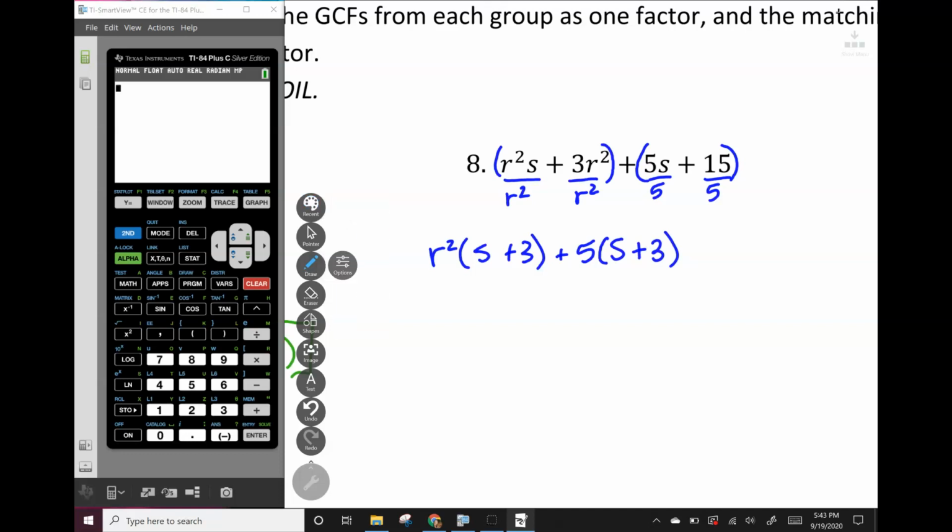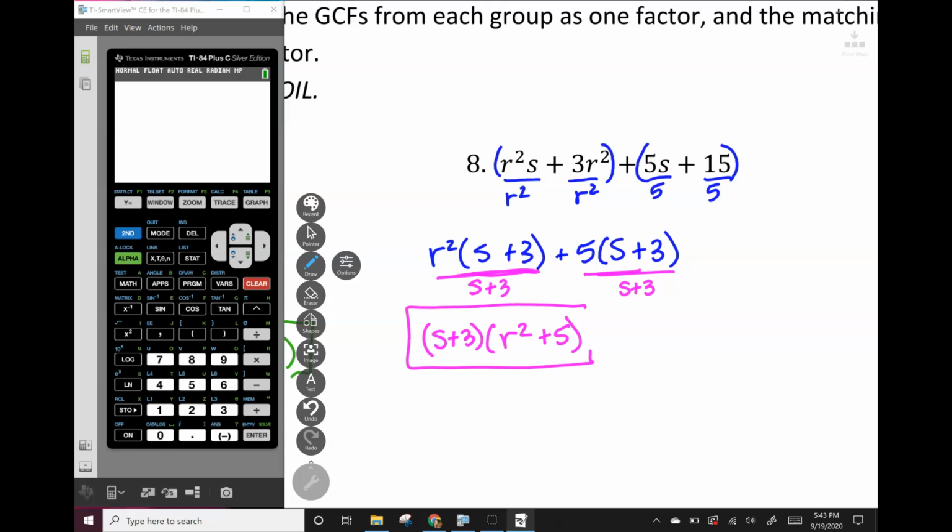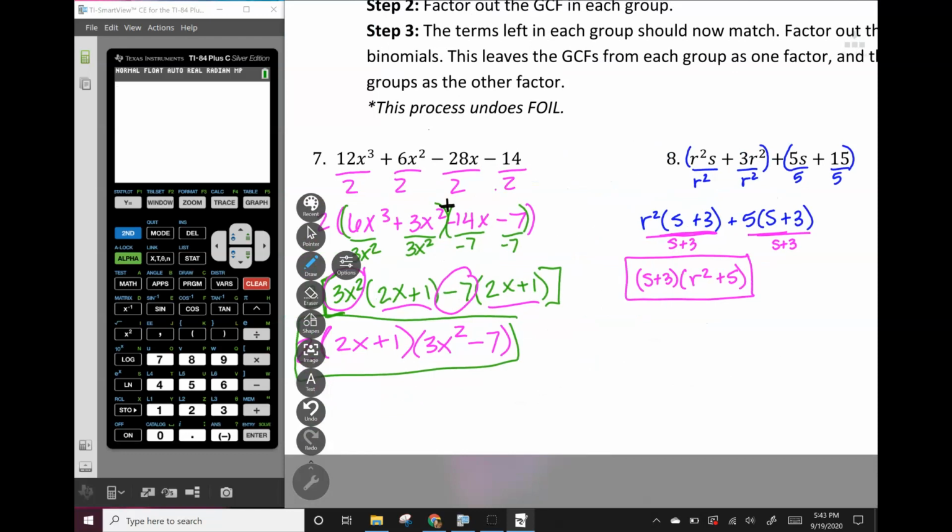Perfect. They match. We've got matching s plus 3 and s plus 3. So you're going to factor that out. If you want to literally divide by s plus 3, you can. And the other one is going to be your r squared plus 5. That's what's left over when you factor out the s plus 3. Okay, that one was actually a lot easier because you didn't have that first GCF to deal with.